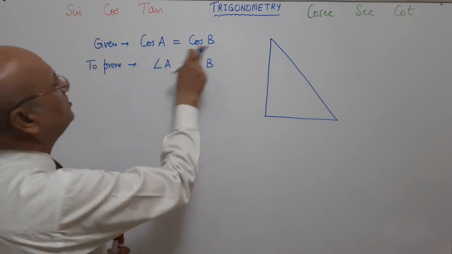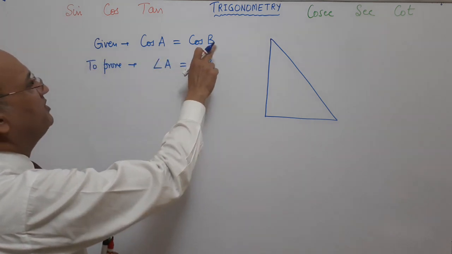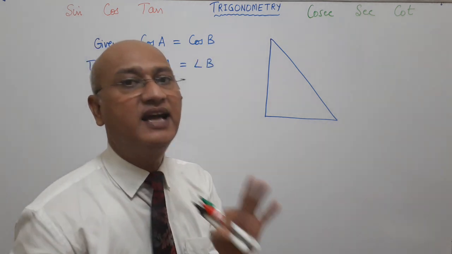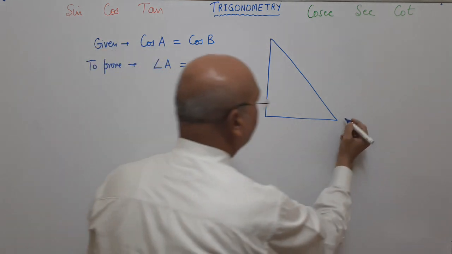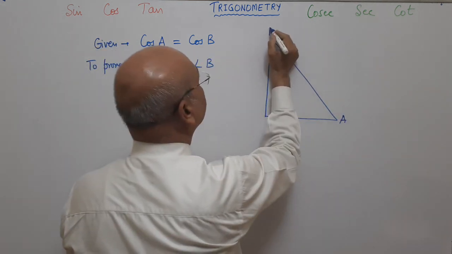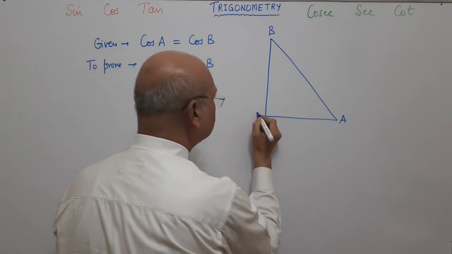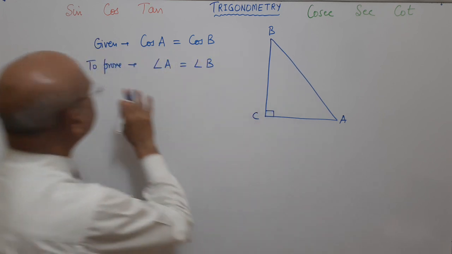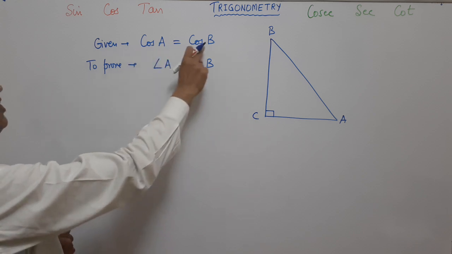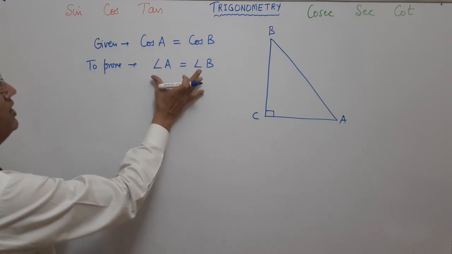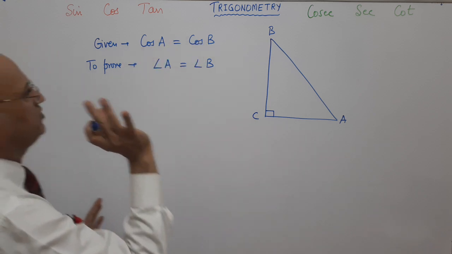By seeing this, you can understand cos A is equal to cos B. That means the triangle is right angled at C. So you have to put A and B here because they are associated with trigonometric ratios. They will be acute angles. Put C here. And it is given to you that cos A and cos B are equal. You have to prove that angle A is equal to angle B.